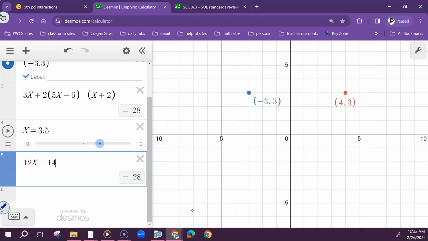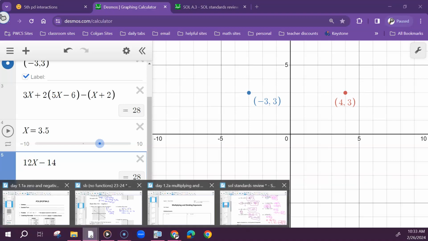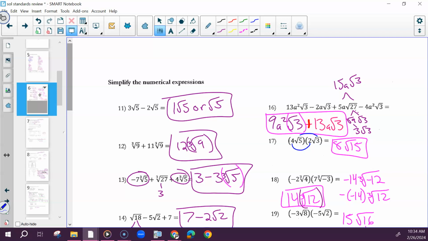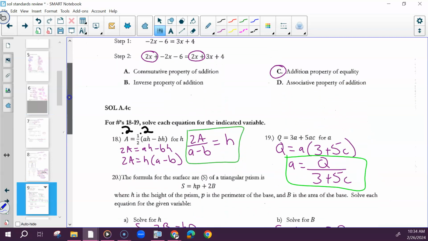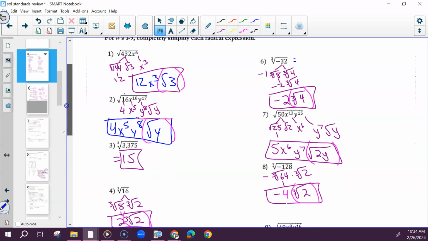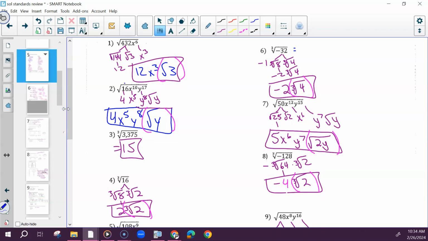Okay, we're going to go through the SOL A.3, just write down the answers. After this week, you should be able to go back and do SOL A.2. Just try and see, do the answers match whatever work you do. So I'll read off the answers. Make sure you have at least the answers written down.